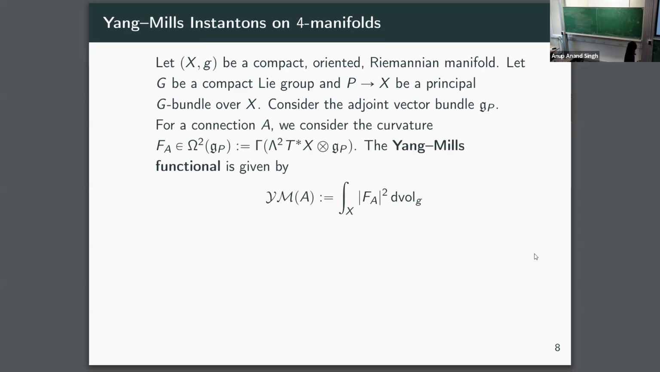And the curvature will be a bundle-valued 2-form. Then the Yang-Mills functional I can write as this integral of |F|^2. It is exactly the same as the action I wrote before, but in a slightly different way. So this is the same thing as the integral of F_A wedge star F_A.